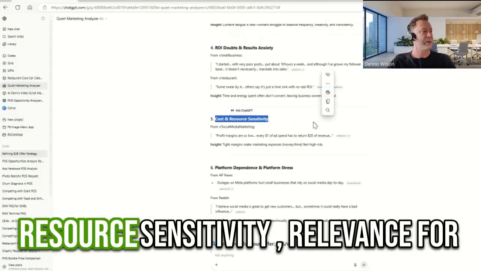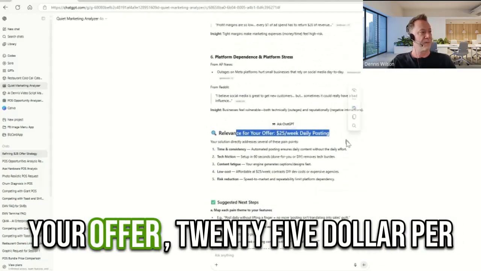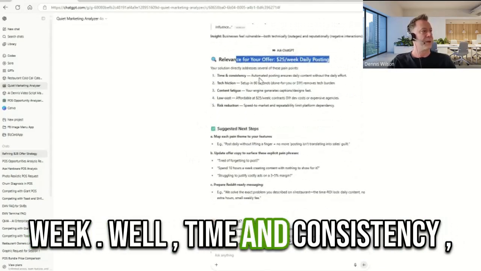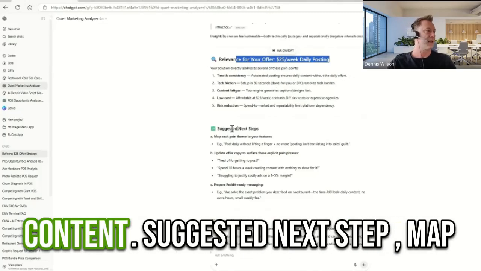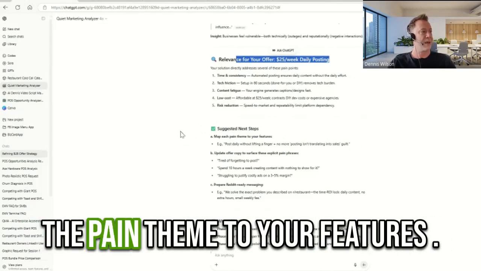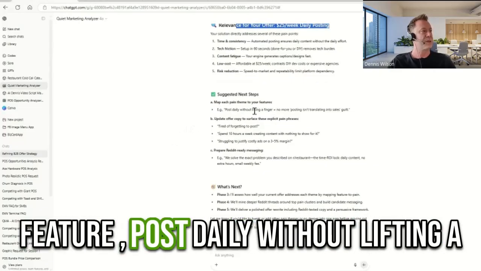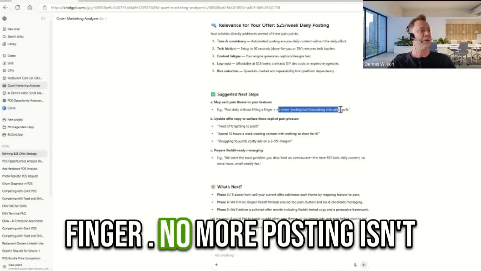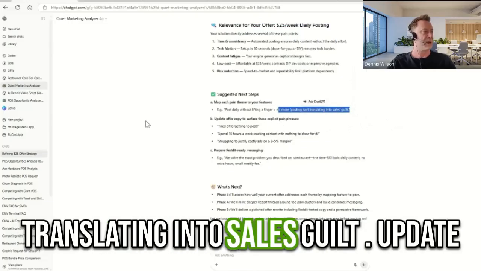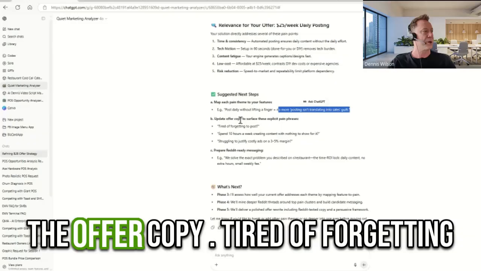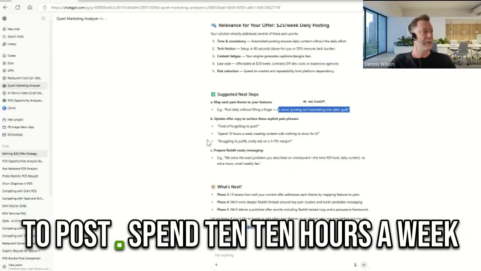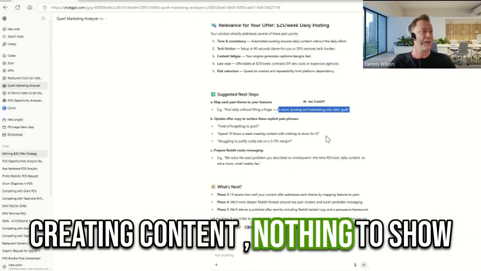Okay, cost and resource sensitivity, relevance for your offer, $25 per week. Well, time and consistency, automated posting ensures daily content. Suggested next step, map the pain theme to your features. Okay, post daily without lifting a finger. No more posting isn't translating into sales guilt. Update the offer copy, tired of forgetting to post. Spend 10 hours a week creating content, nothing to show for it.